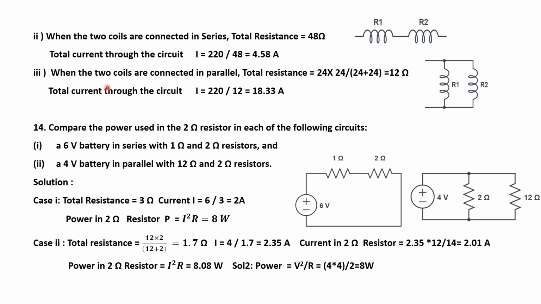Now the third case, when the two coils are connected in parallel. The total resistance will be R1 into R2 divided by R1 plus R2, which is equal to 12 ohms. So the total current through the circuit when the coils are connected in parallel, I is equal to 220 divided by 12, which is equal to 18.33 amps. So the oven draws a current of 18.33 amps when the coils are connected in parallel.